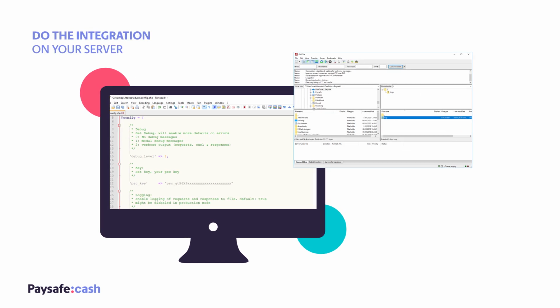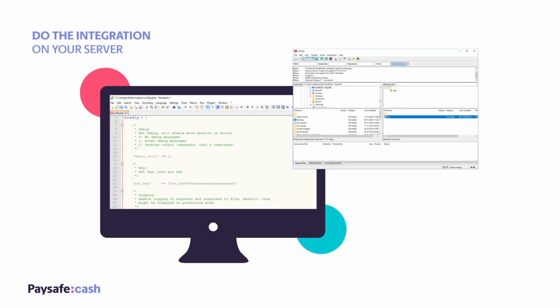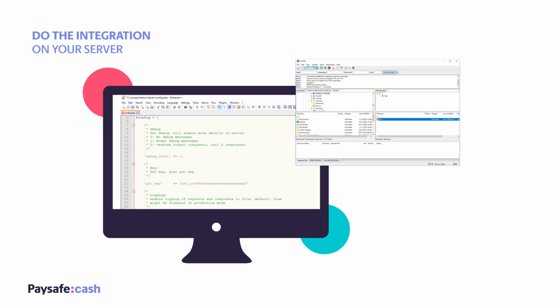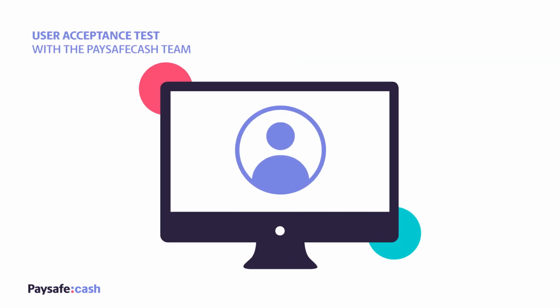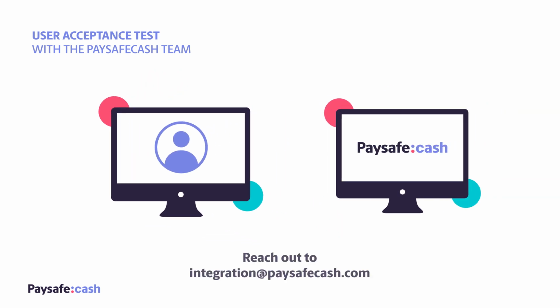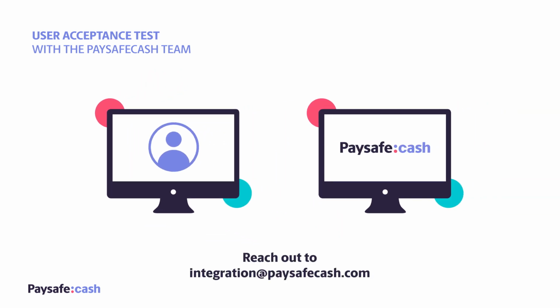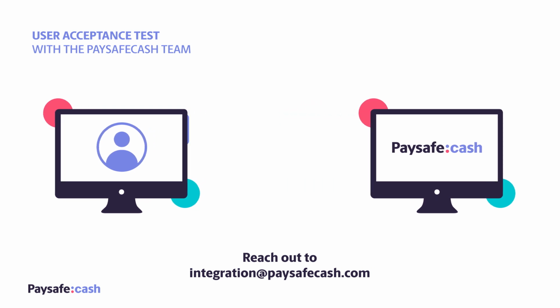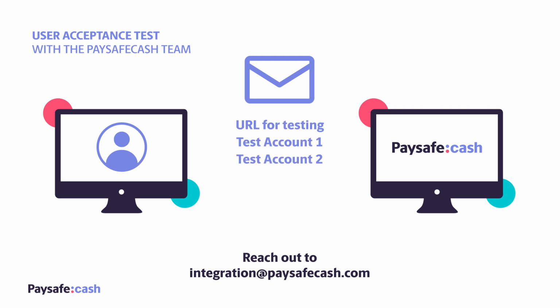The next step is to integrate the API on your server against our test environment. By doing so, one way would be to use the sample codes in PHP, upload them via FTP to your server, and test them there. To ensure a secure and valid integration, the Paysafecash team will conduct a user acceptance test once integration is finished. To do this test, please send us an email and attach the URL together with 2 test users and a short description of how to pay.